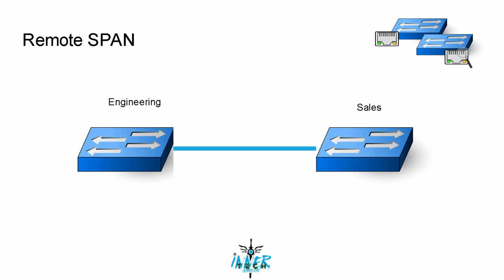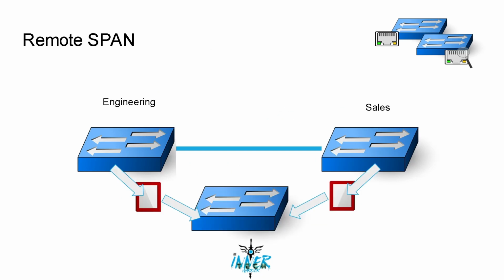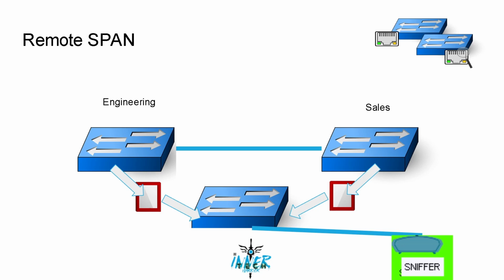For example, at a large company, you may want to monitor all traffic flowing between the engineering and sales departments, which are on different switches. You could designate source ports on the engineering and sales switches and forward the mirrored traffic across the network to a destination port on a monitoring switch. This allows network security to analyze interdepartment traffic on one central switch using an attached packet capture device.